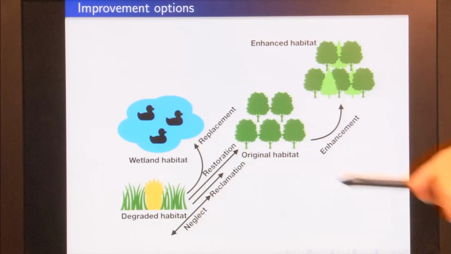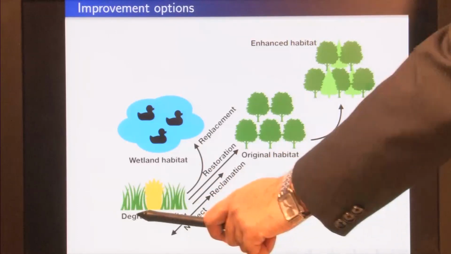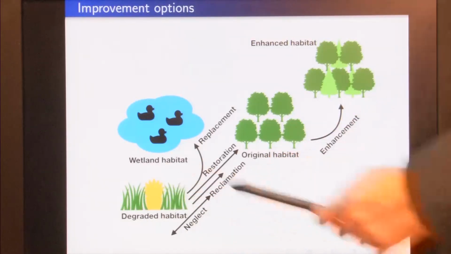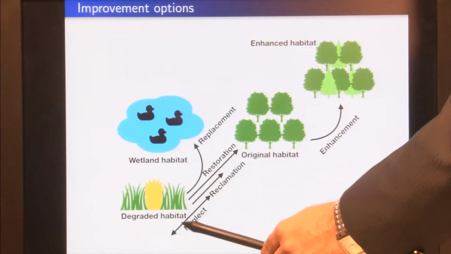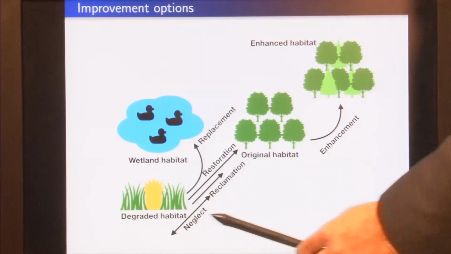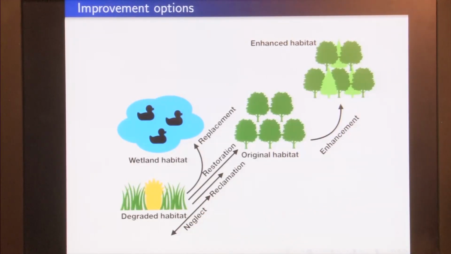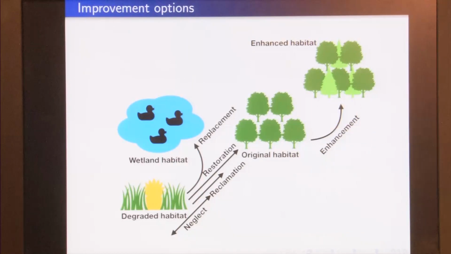So you have an original habitat that has become degraded. In this degraded state, you have some grasses and some shrubs, for instance. Now the first option is neglect. In the case of neglect, you just leave it as such. It might become even more degraded because more livestock can come into this area, or it can become slightly improved by itself.